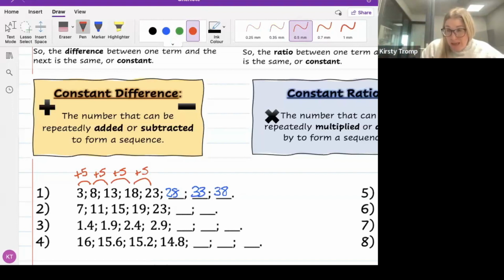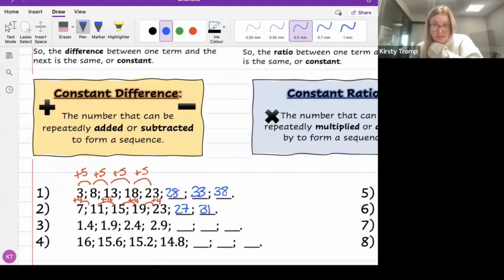What did we do to 7 to get to 11? You can draw yourself a number line, or you can say 11 minus 7, and that gives me 4. What did I do to 11 to get to 15? I added 4. What do I do to 15 to get to 19? I added 4. And finally, what did I do to 19 to get to 23? I added 4. So now I can see that I've definitely got a constant difference. So 23 plus 4 gives me 27. 27 plus 4 gives me 31. And luckily for us, for this one, they only wanted 2 missing terms.